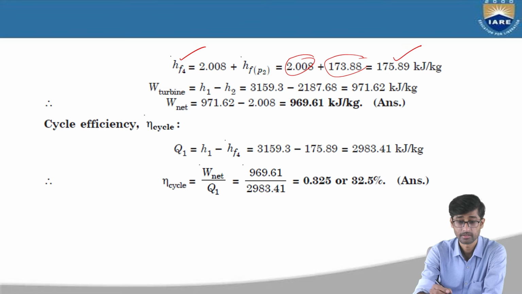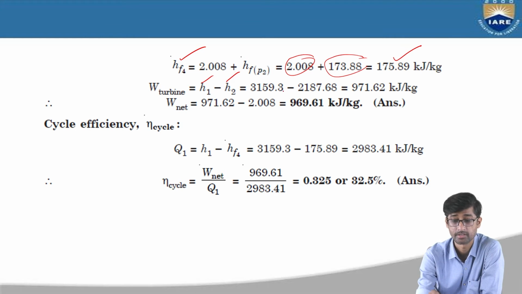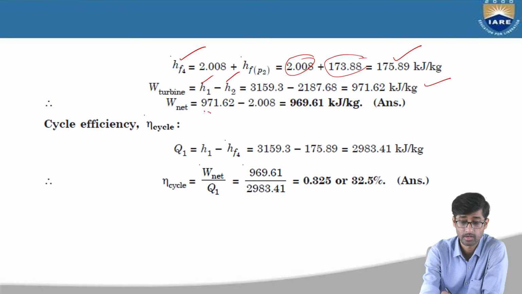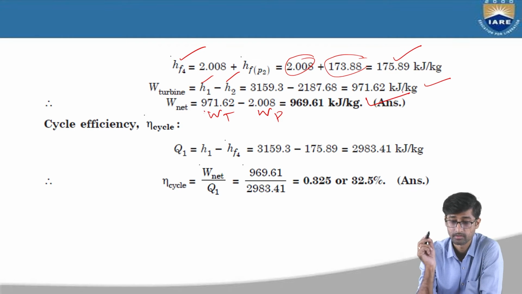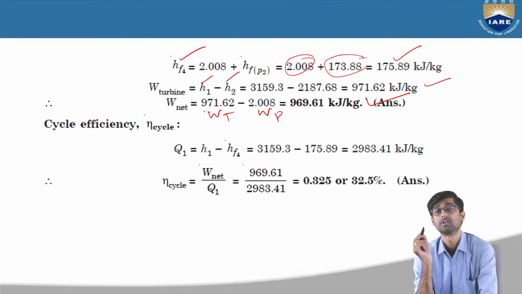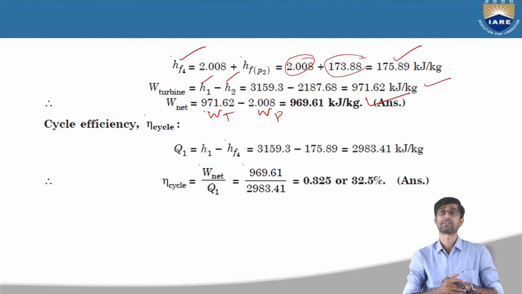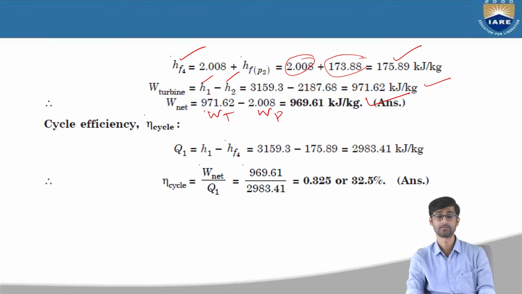Now what is the turbine work? H1 minus H2. Put it here. Calculate the turbine work. What is the net work done? The turbine work minus pump work. So this will become the net work done per kg of steam. Whatever the question asked, first point, calculate the net work done per kg of steam, kilojoule per kg.